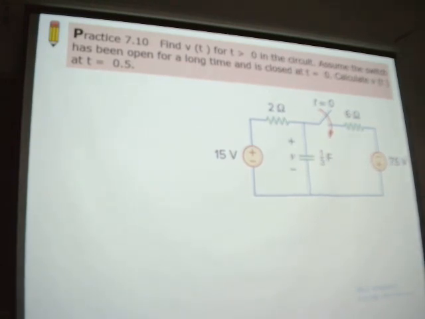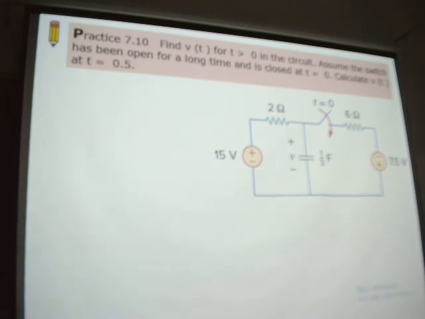You know how to do that? Is it hard? No, it's not hard. If we want to calculate V0, we calculate the value before the switch closes. If this switch is open, we just do this part, and we can draw a figure. Just draw a figure before t equals 0.